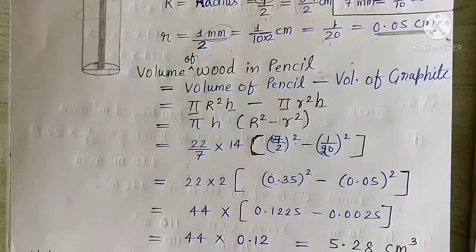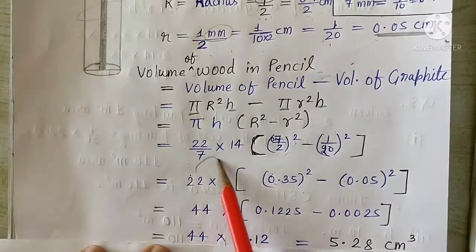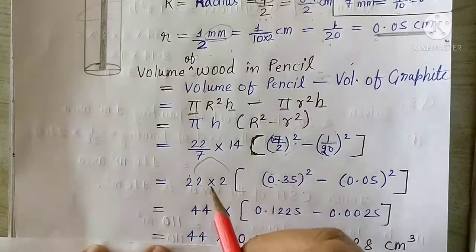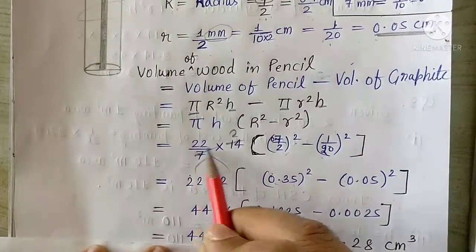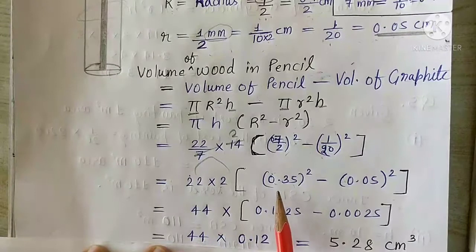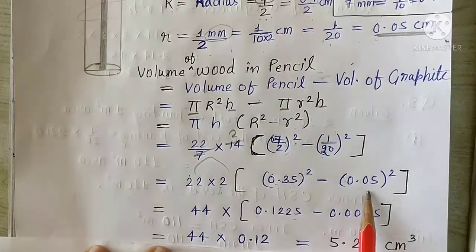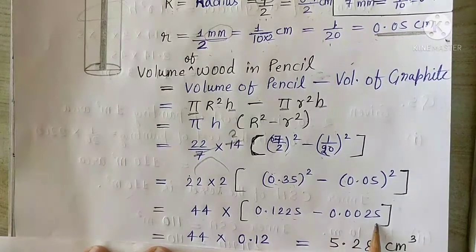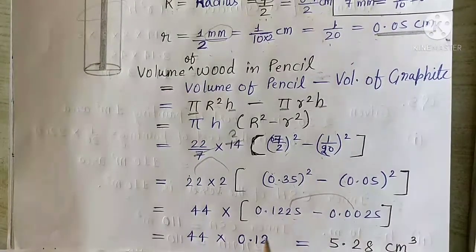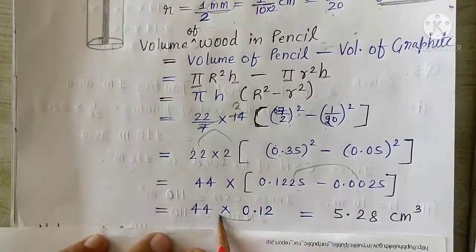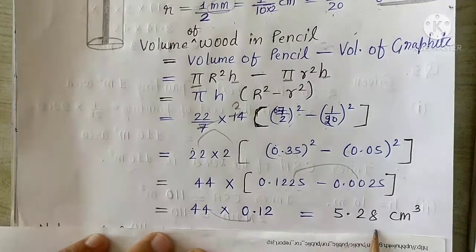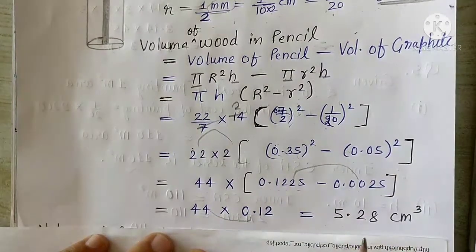When we calculate it: 7 twos are 14, so 22 into 2, that is 44. And 0.35 whole square comes 0.1225, and 0.05 whole square comes 0.0025. When we subtract, it comes 0.12. When we multiply these both, it comes 5.28 centimeter cube. This is the volume of the wood.